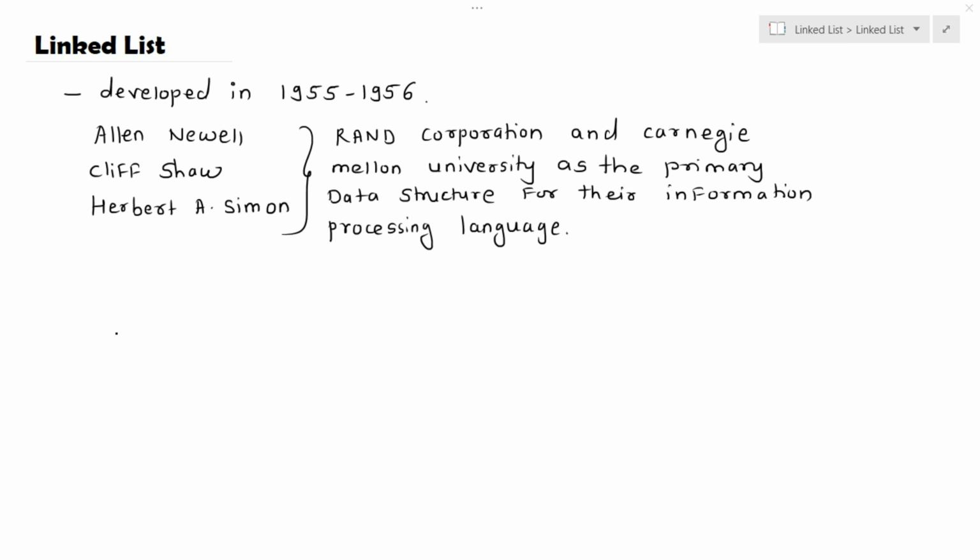So what is meant by linked list? A linked list can be defined as a collection of objects called nodes. It is a linear type of data structure in which all the nodes are stored in memory in a sequential manner and together it forms a sequence.